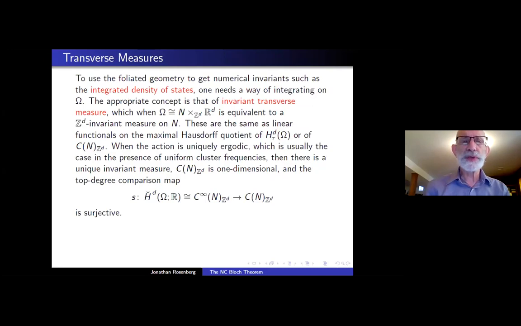So to use this foliated geometry to get numerical invariants, I mean, to go back to the original physics, we're trying to compute things like the integrated density of states or some other invariants of the quasi-crystal that's based on this tiling space. So we need a way to integrate on omega. And the correct concept is that of an invariant transverse measure. So if you think of omega this way, that's the same thing really as just a Z to the d invariant measure on N.